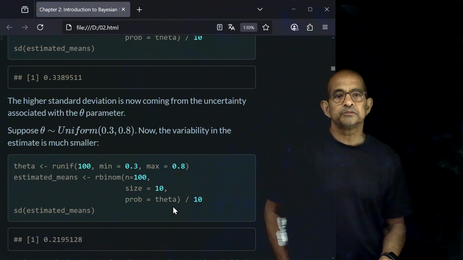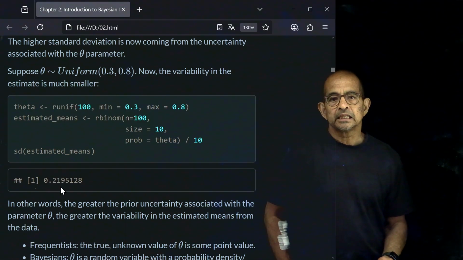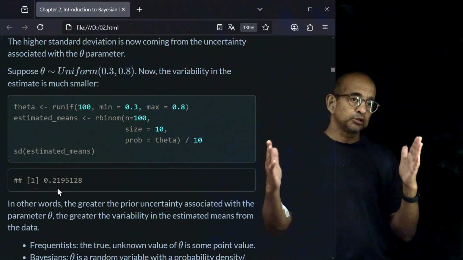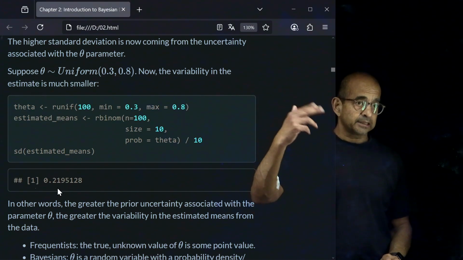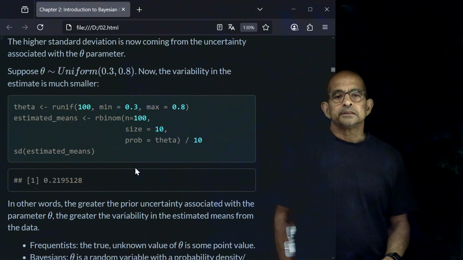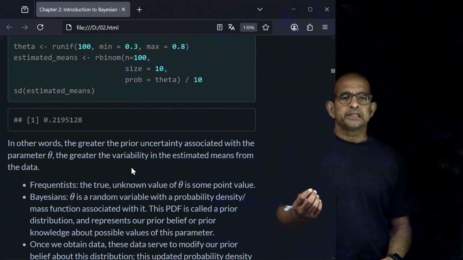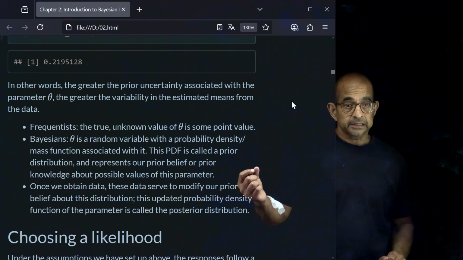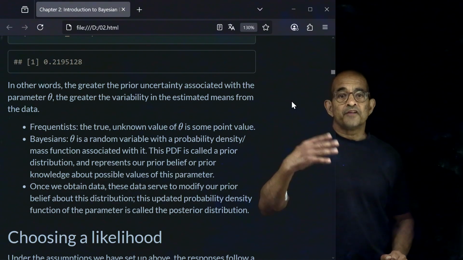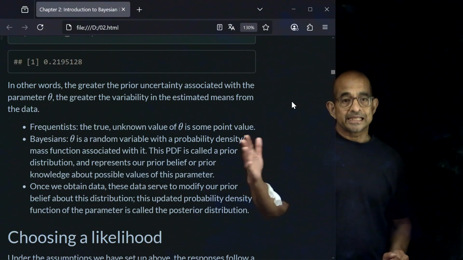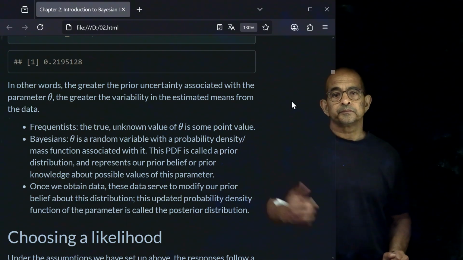And so if I rerun my simulation with variable values for theta in here, what I will get is a standard deviation that's not quite as high as the one that I got when I assumed a uniform prior between 0 and 1, but it's still higher than when I assumed a true point value for theta. All right, so basically the point I'm trying to get across here is that the prior that we define on the parameter here, theta in this case, is going to affect the uncertainty of the parameter estimate that we're going to get once we've seen the data.